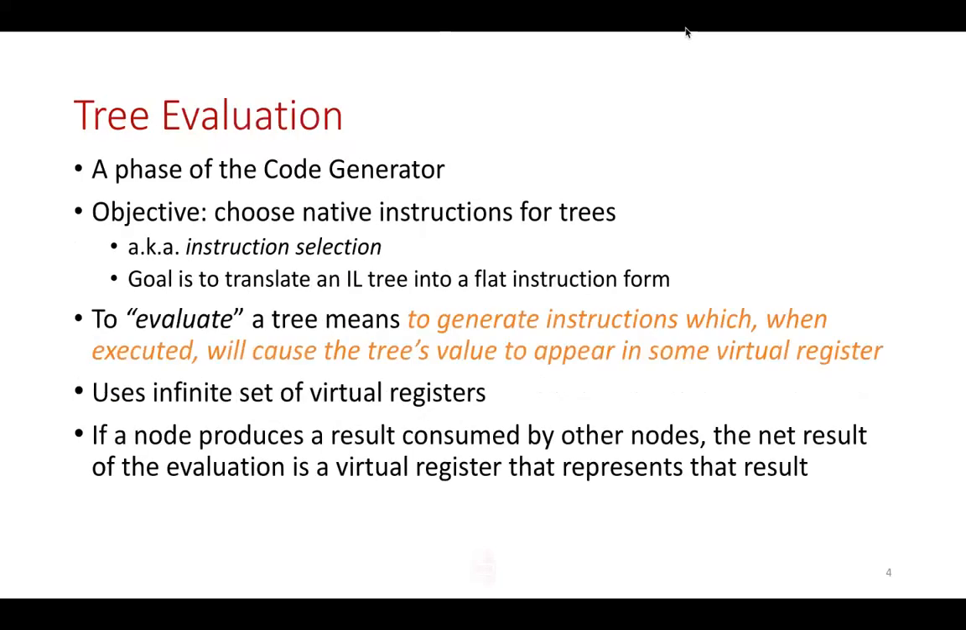Okay, the next two slides you've already seen before, so consider them a recap. PreEvaluation is a fairly important phase in the code generator. It involves a number of little steps, but the real objective of PreEvaluation is to produce native instructions for various IL trees. We call that instruction selection. What we're doing is flattening a tree into a stream of instructions.